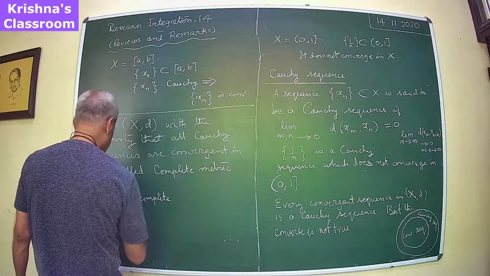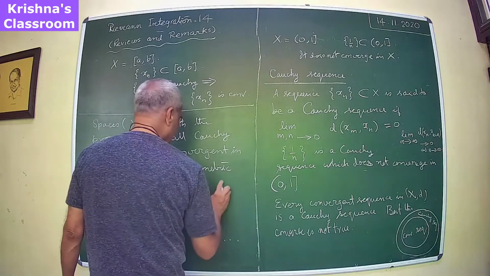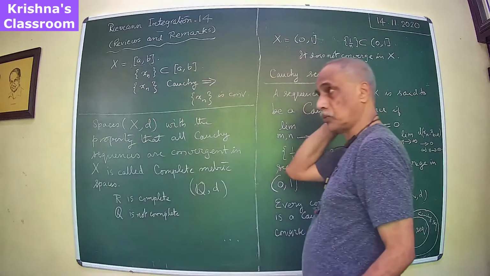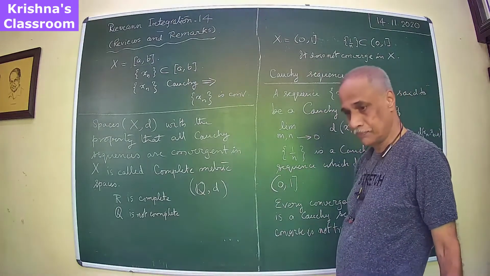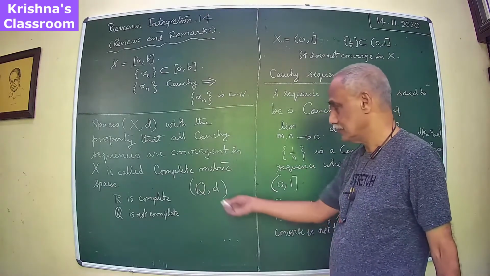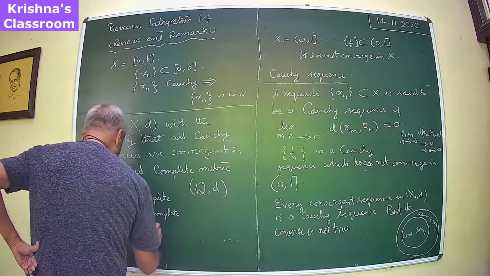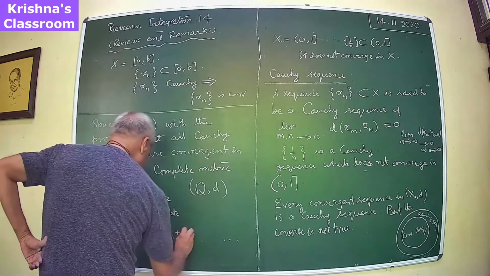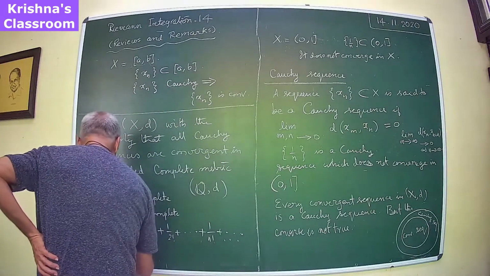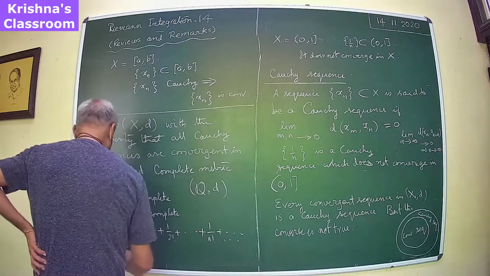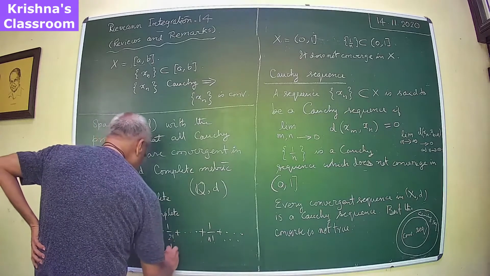But Q is not complete. Suppose you take Q with the usual distance function. Then you can construct sequences which possibly converge in R but not in Q. For example, you know that e equals 1 plus 1 by 1 factorial plus and so on. So we consider the sequence Sn equal to 1 plus 1 by 1 factorial plus ... plus 1 by n factorial.